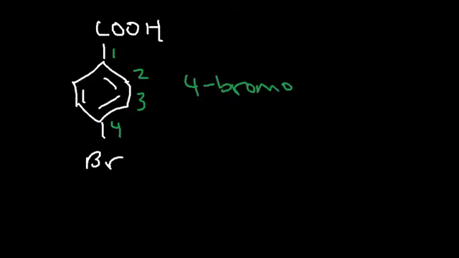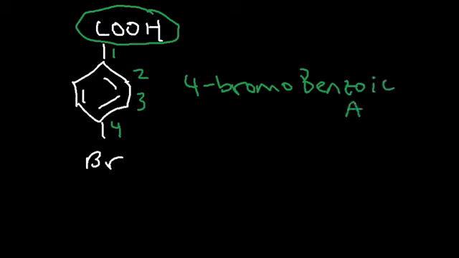So let's say we have this particular compound and we want to name it. This is on carbon 1, 2, 3, 4. So this will be called 4-bromo, and then the parent name with the COOH group, that's a carboxylic acid. So we said it was benzoic acid. So this is called 4-bromobenzoic acid. Now, 1,4 also was associated with para, so we can also call this para-bromobenzoic acid.